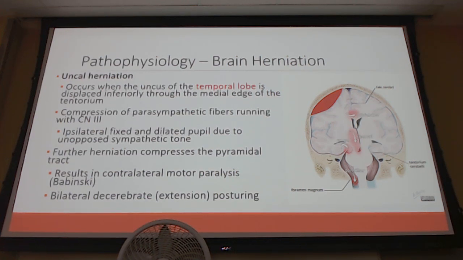So you have some sort of injury or displacement of that temporal lobe, and it presses down on the medial edge of the tentorium. Then you get a fixed and dilated pupil on the side of that lesion. And then with the herniation, you start to see opposite side motor paralysis in these patients, and then it can lead to decerebrate posturing.